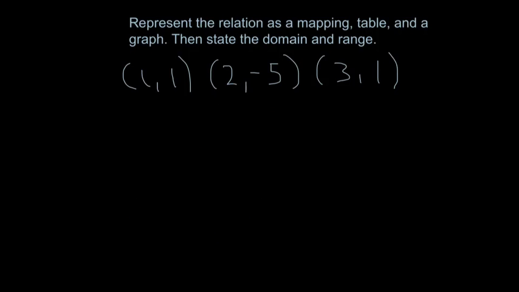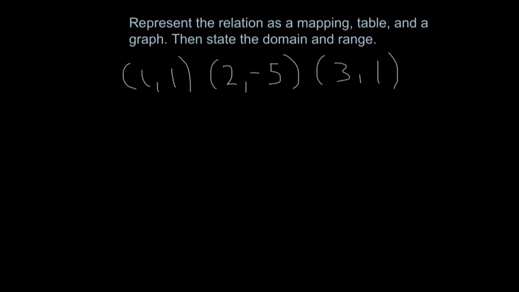Okay, let's do an example of what one of your problems might look like. Represent the relation as a mapping, a table, and a graph. Then state the domain and range. So we've got a set of 3 ordered pairs here. We've got (1, 1), we've got (2, -5), and (3, 1).